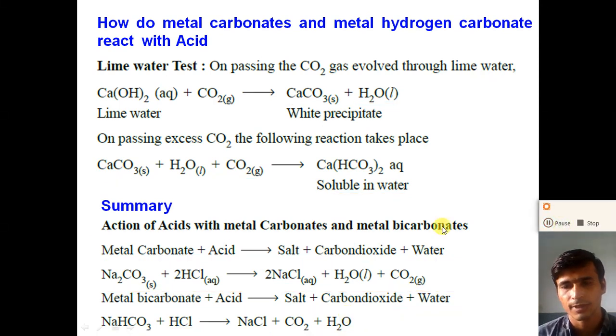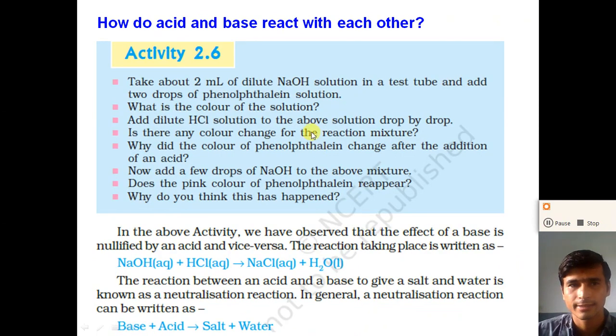Now dear student, we will understand how acid and base react with each other. How the acid and base react with each other is also called the neutralization reaction. So activity number 2.6: take about 2 ml of dilute NaOH solution in a test tube and add 2 drops of phenolphthalein solution. What is the color of the solution? The color of the solution becomes pink. When we add phenolphthalein solution to the base, the color of the solution changes.